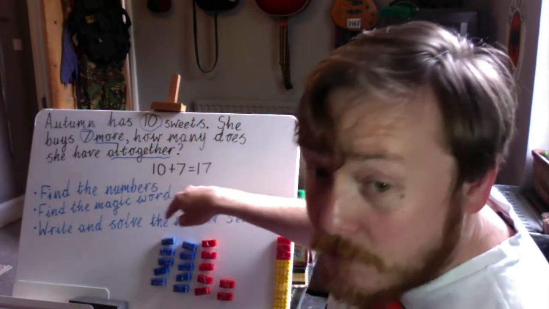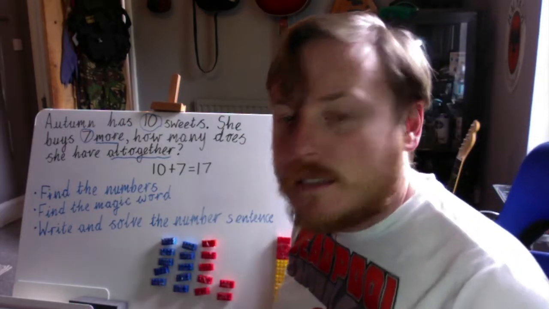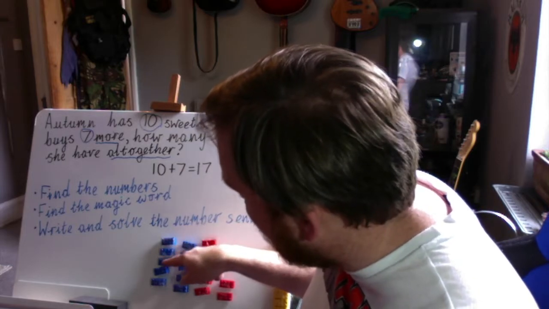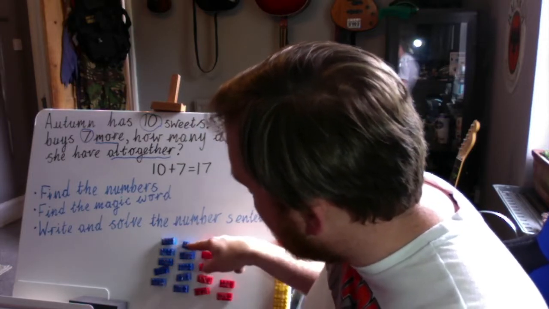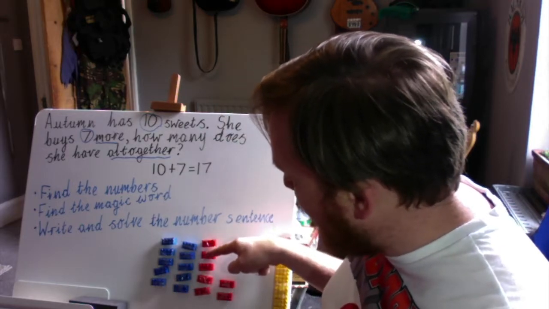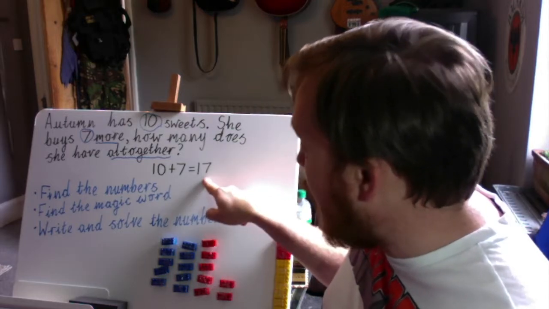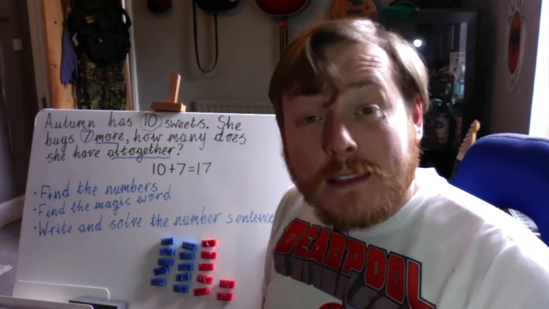So I've got my 10 and I've got my 7. Now I can count them together and see how many I've got in total. 1, 2, 3, 4, 5, 6, 7, 8, 9, 10, 11, 12, 13, 14, 15, 16, 17. I was right. My answer is 17.